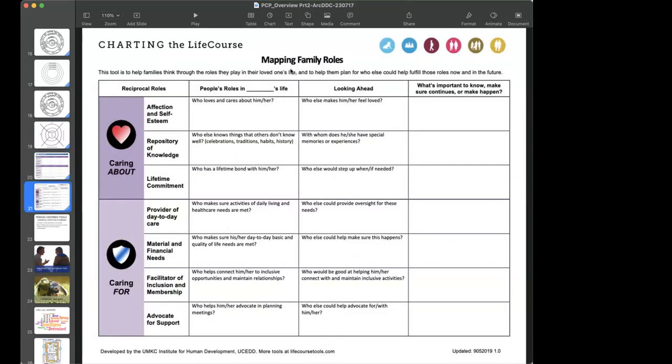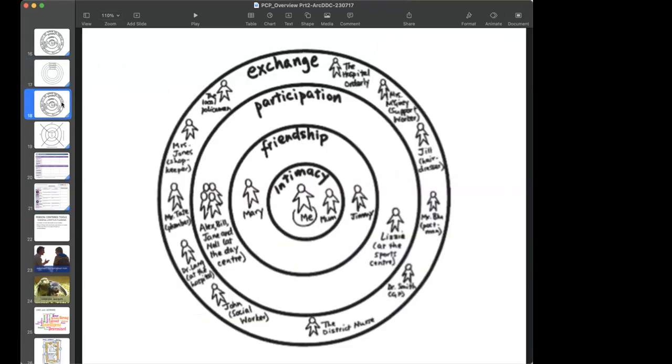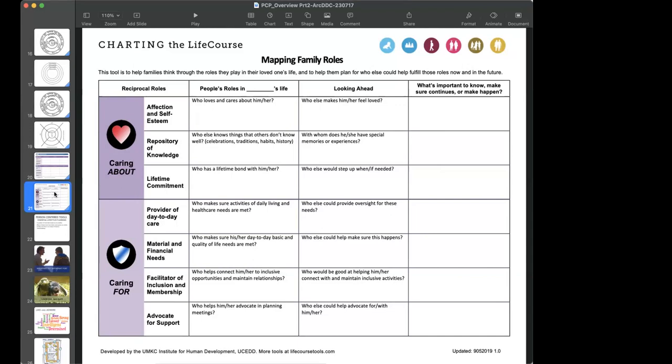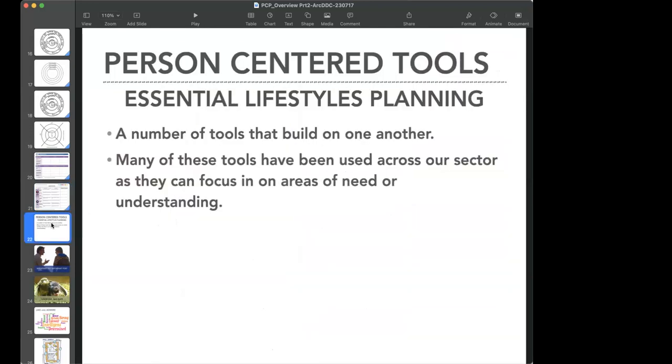And it may even be just in our family, right? Thinking about who cares about us and who cares for us. How do I think about that from the perspectives of affection and self-esteem? This idea of reciprocity of knowledge, knowing things and sharing things with each other, who has a lifetime commitment to me, who provides day-to-day support, what material and financial support do people offer, who works towards me feeling included and being a member of my community, and then who can advocate for support. Like I said, each of these are just another way of thinking about this original idea of intimacy, friendship, participation, and exchange. And the more that we get explicit about who these people are, the easier it is for us to tap into the community resources available to us, whether those be in service land or just in the community at large.